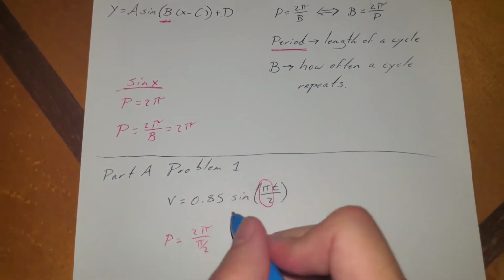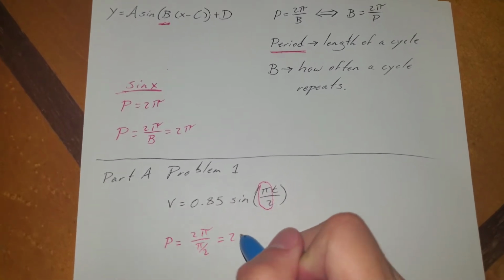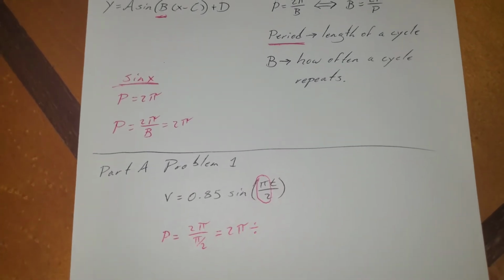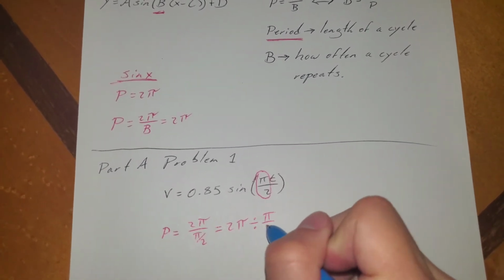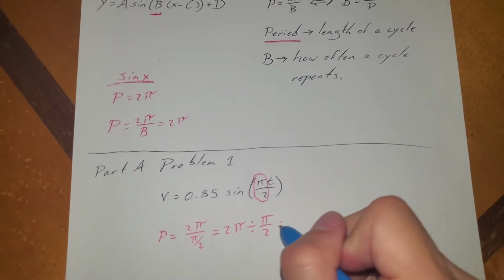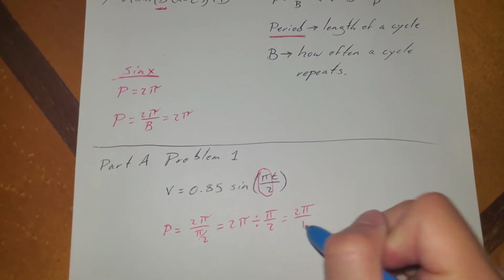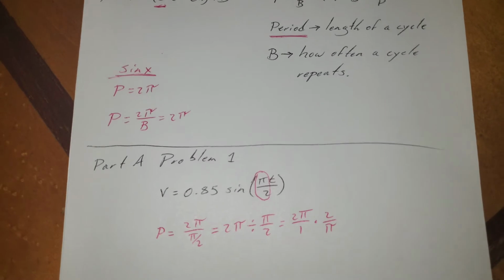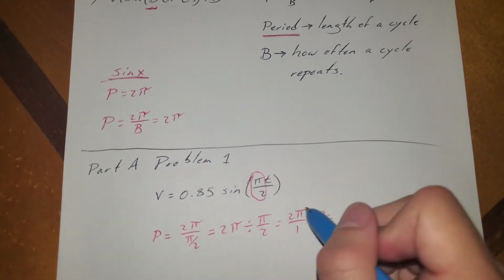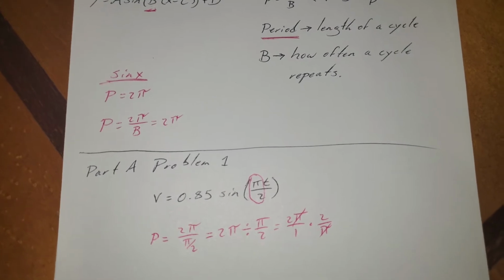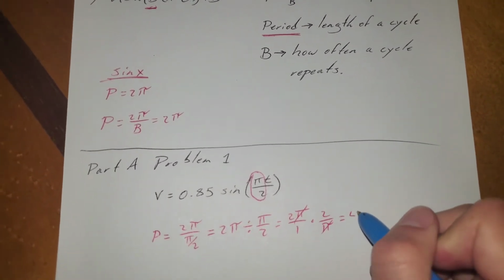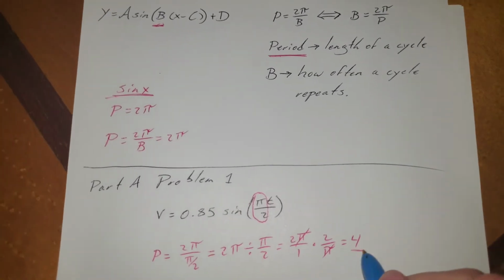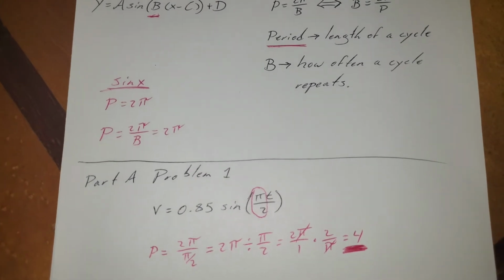We need to simplify this, so you can write it as 2 pi divided by pi over 2. This is equal to 2 pi over 1 times 2 over pi. And then this pi cancels out with this pi, leaving you with p equals 4. So what's the length of one cycle? It's 4 seconds. That's the length of a cycle. It's 4 seconds.